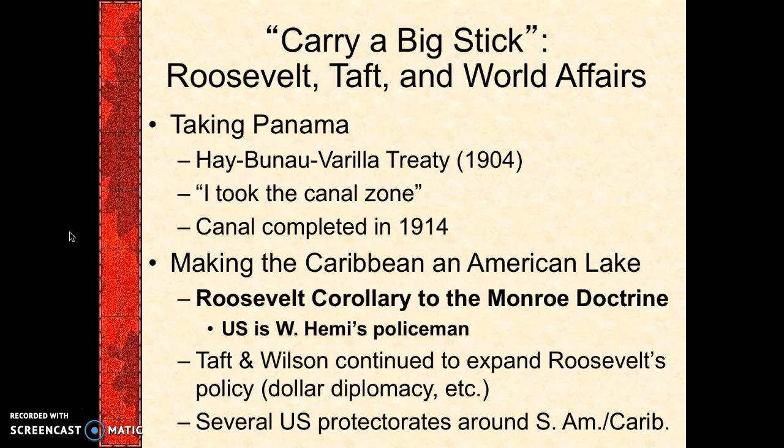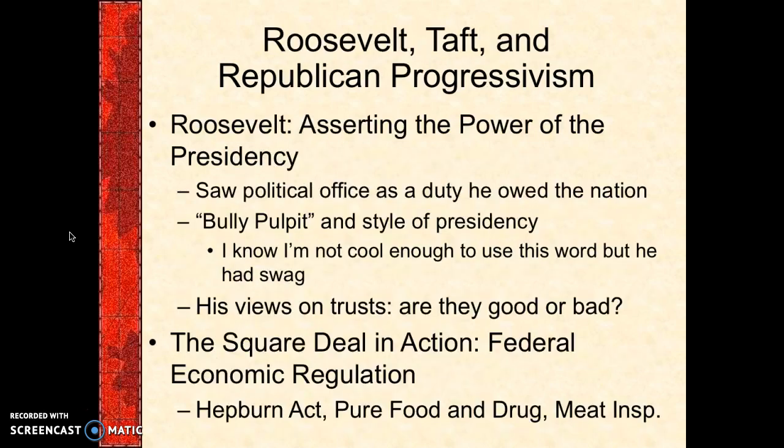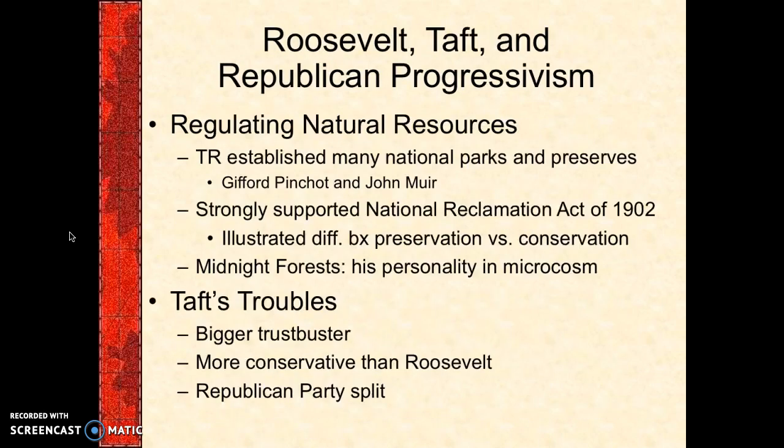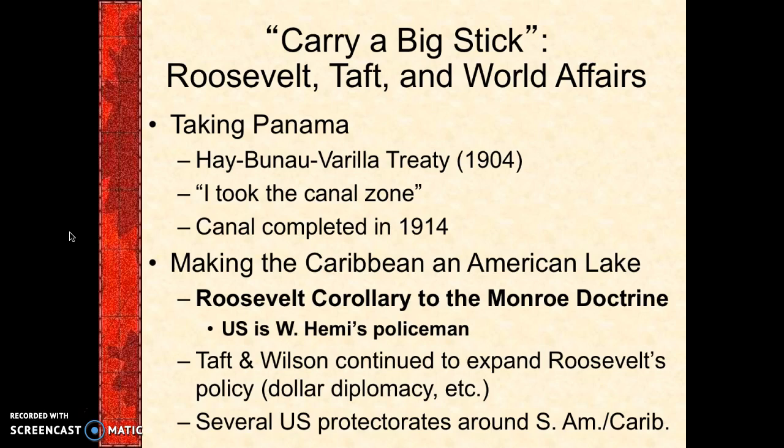Making the Caribbean an American lake. We see American influence extended all across the Caribbean and throughout Latin America during the Progressive Era. Roosevelt is going to issue something very famous that you've got to be familiar with, the Roosevelt Corollary to the Monroe Doctrine. You might recall that the Monroe Doctrine said that the Western Hemisphere was no longer open for any further European colonization. You want to look for a new colony? Well, you're not going to do it here in the Western Hemisphere.